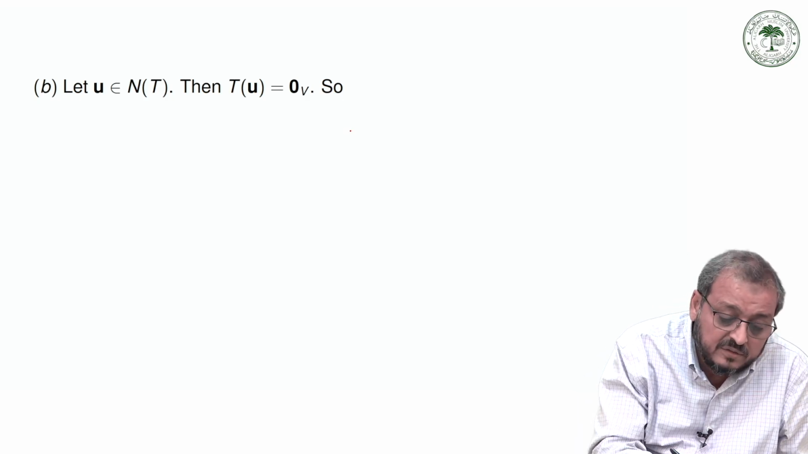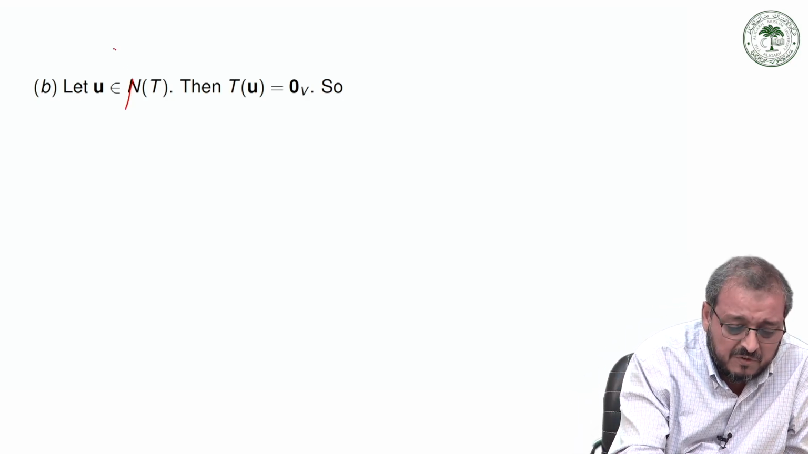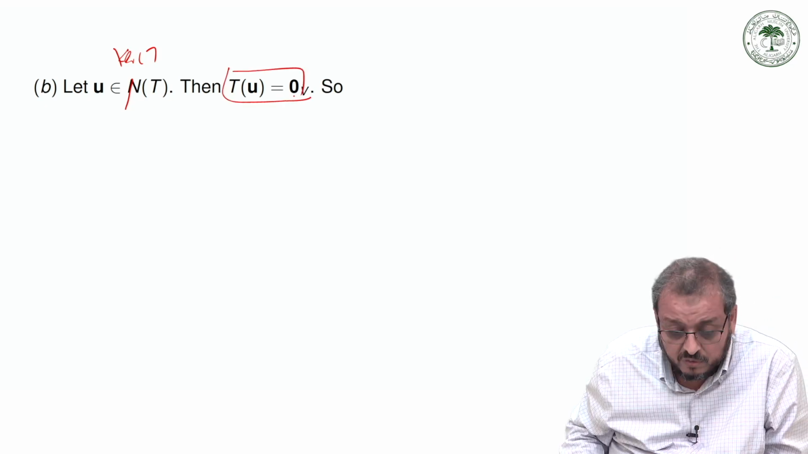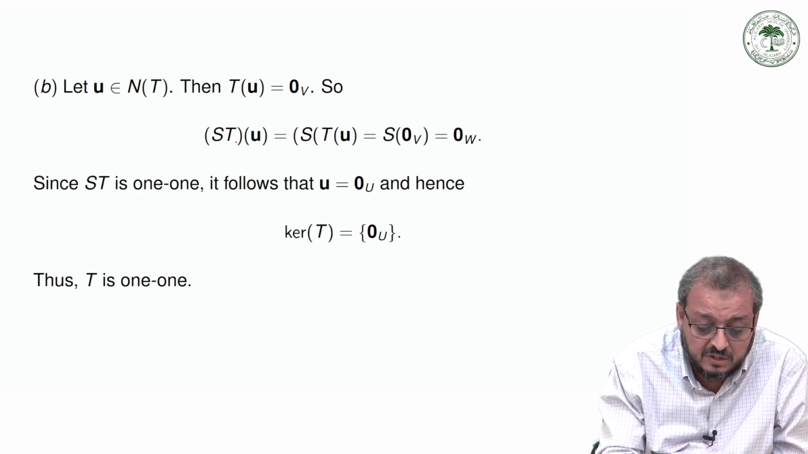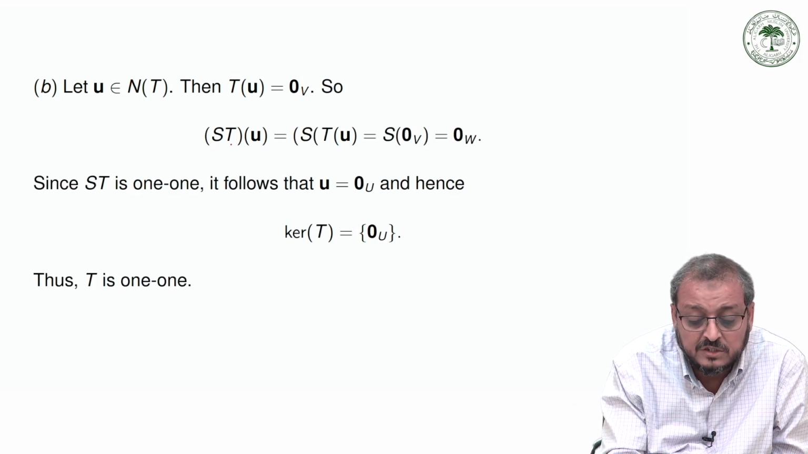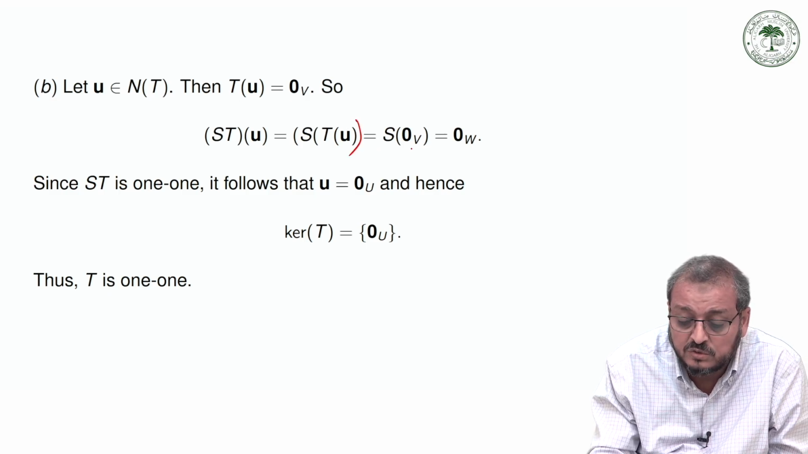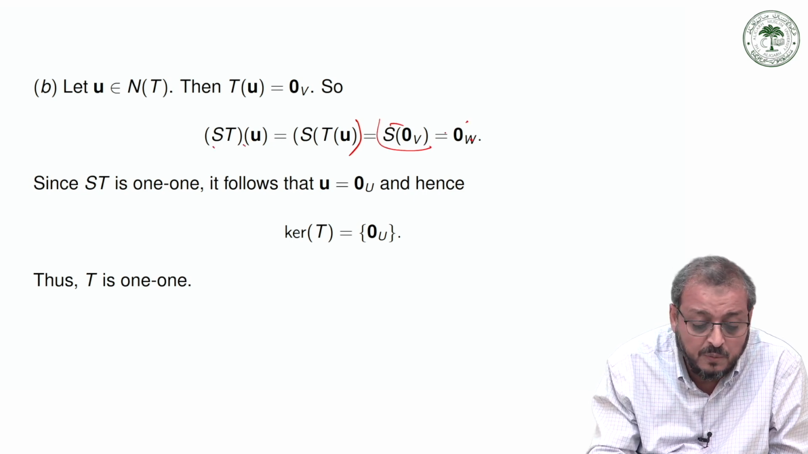So take the kernel of T. If U is an element of the kernel of T, then T of U is equal to 0 of V. Then ST of U can be written as S times T of U. Then T of U is equal to 0, so we can say that S of 0 is equal to 0. So ST of U is equal to 0.